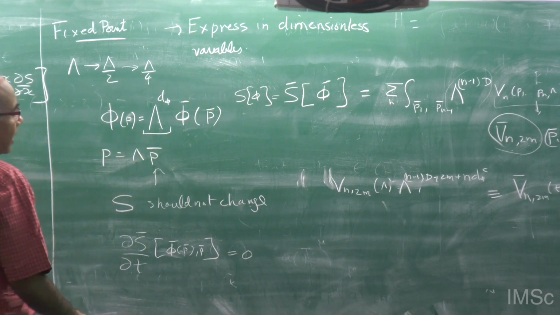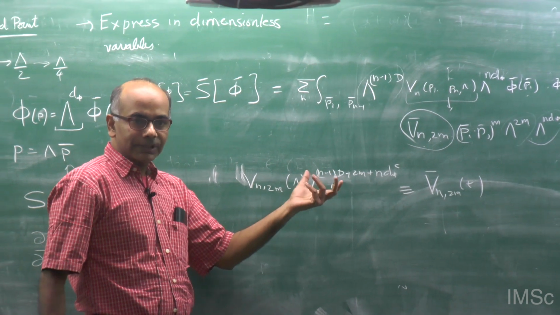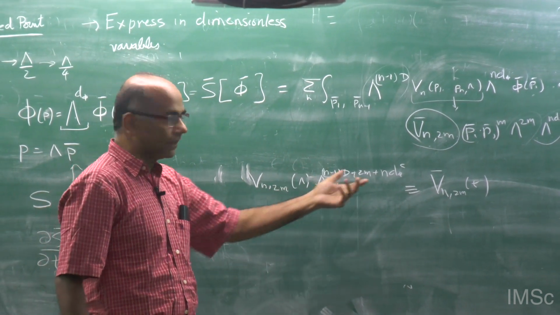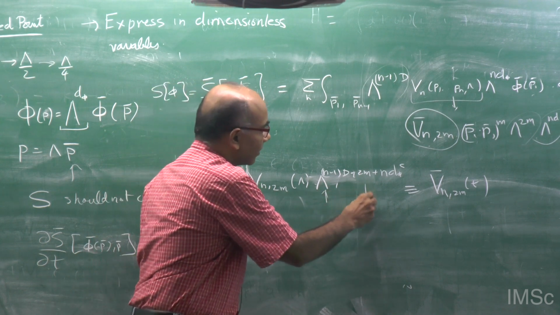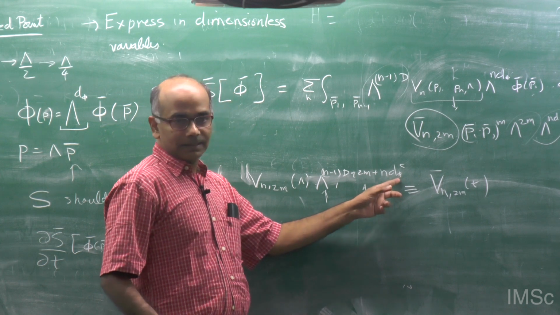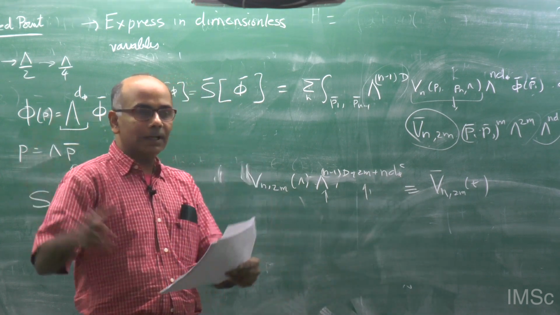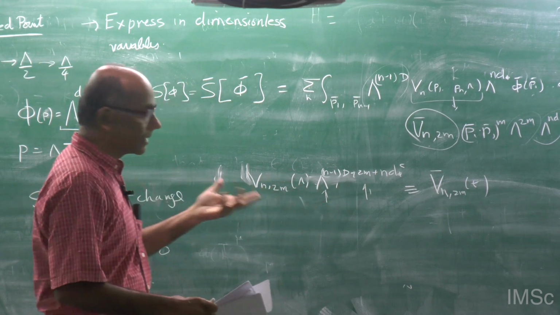Okay, and you can see where these are coming from. These are just coming from the dimension, the engineering dimension of the various objects. So this came from all the momentum integrals. This came from all the momenta in the vertices. This came from all the fields. Okay, so in any given term, this has a well-defined value. You can just write it out. It's just kinematics.